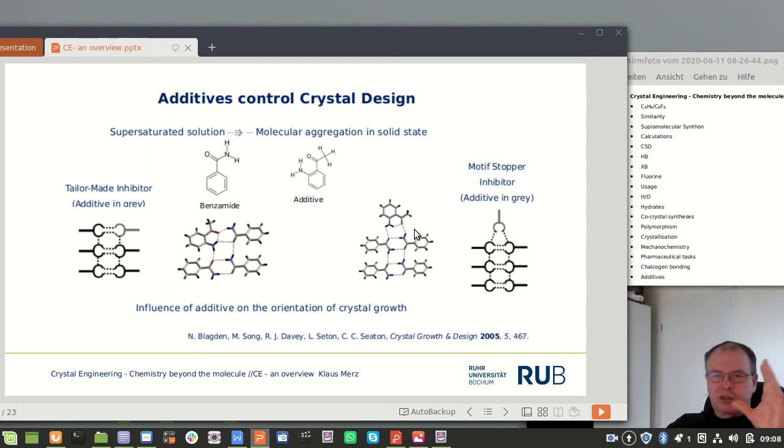Additives, how it's useful in crystal engineering to switch from one polymorph to the other polymorph, or use additives for controlled design of new polymorphs. Talking about tailor-made inhibitors, motive stop inhibitors, all of them to control the crystallization in a specific desired way.